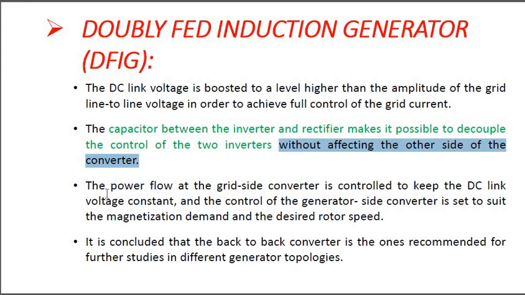The power flow at the grid side converter is controlled to keep the DC link voltage constant, and the control of the generator side converter is set to suit the magnetization demand and the desired rotor speed. It is concluded that the back-to-back converter is the one recommended for further studies in different generator topologies. So the back-to-back converter is the main part of the DFIG type wind turbine generator.